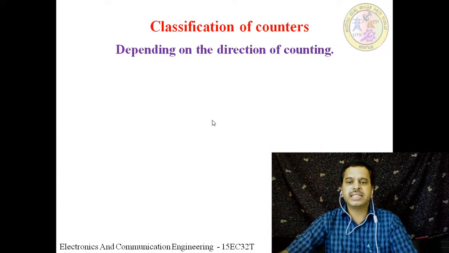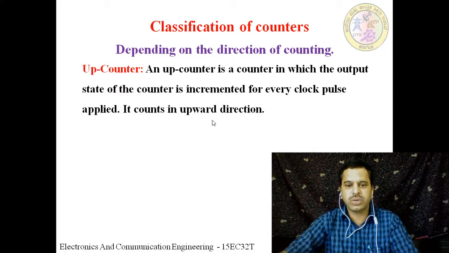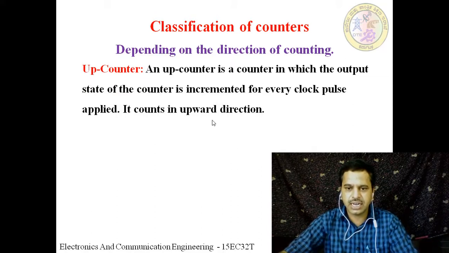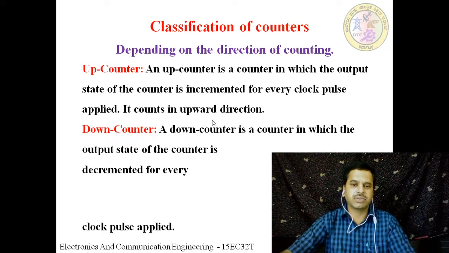Next, depending on the direction of the counting, counters are of two types. Up counter: a counter that counts from 0 to the maximum value in an incremented way is called an up counter. A counter that counts from the maximum value down towards 0 is called a down counter.